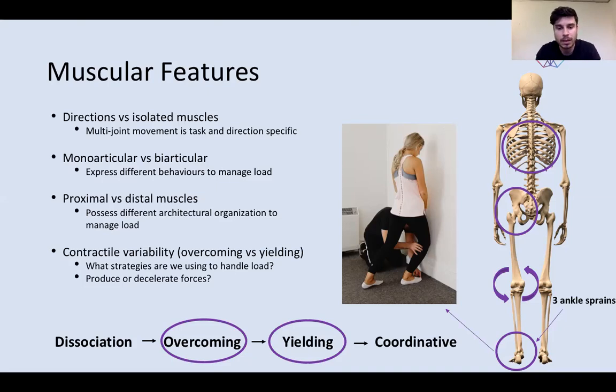So in the context of our framework here, as you can see at the bottom, we're moving from dissociation to more directional isometric strategies with an overcoming or yielding focus. And then we're moving into obviously more coordinative strategies too. So within the context of where we are with this client case and what we're talking about here, we're falling within the overcoming and yielding portion of this sequence here. Okay.